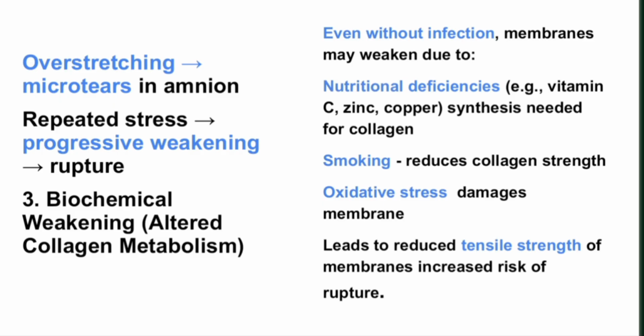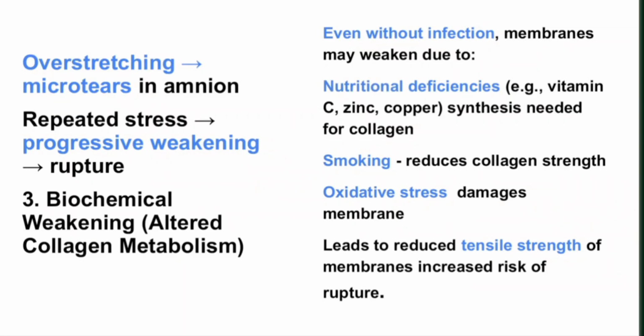Okay, so the other thing we can talk about is biochemical weakening and altered collagen metabolism. There are certain things like nutritional deficiencies which predispose a woman to PROM, such as vitamin C and copper deficiency. When a woman lacks these things, maybe due to socioeconomic status or a poor diet, they can go into having leakage of fluid or a gush of fluid.